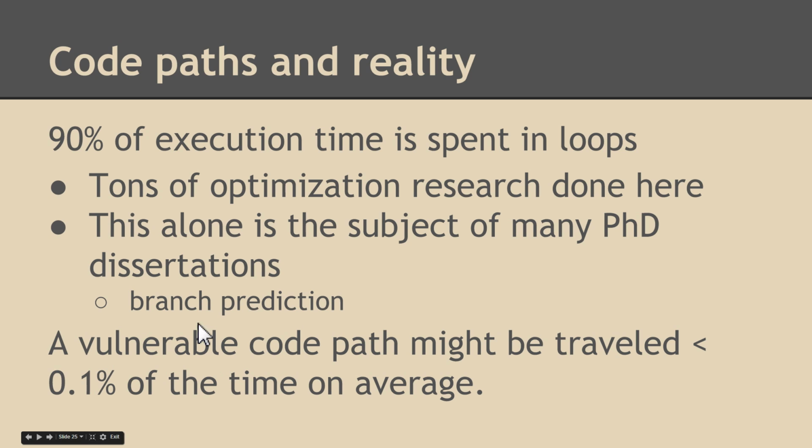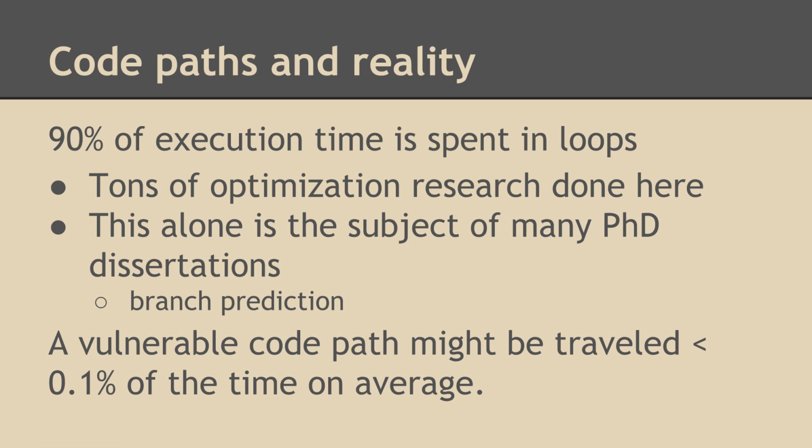So, like I said, in reality, 90% of your execution time is spent in loops, just in general. And this subject alone, optimizing this, has been subject to many dissertations. If you take computer architecture, you'll hear about this plenty, and the term branch prediction will come up a lot. And like I said, if your fuzzer produces tons and tons of cases but never produces really good vulnerabilities, it may be because it's not executing the more interesting code paths.